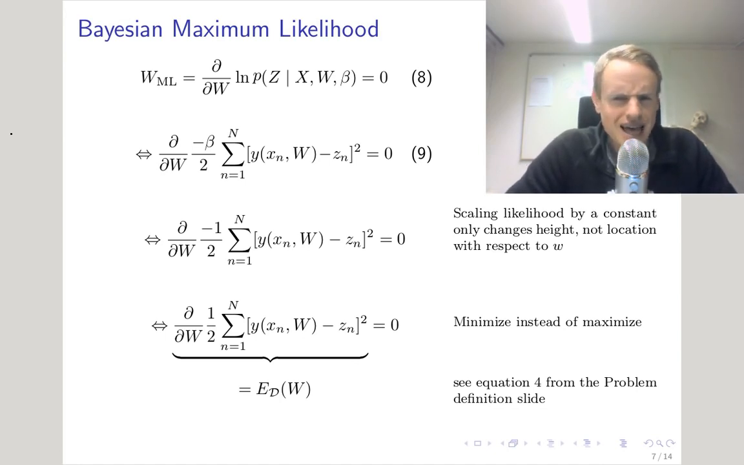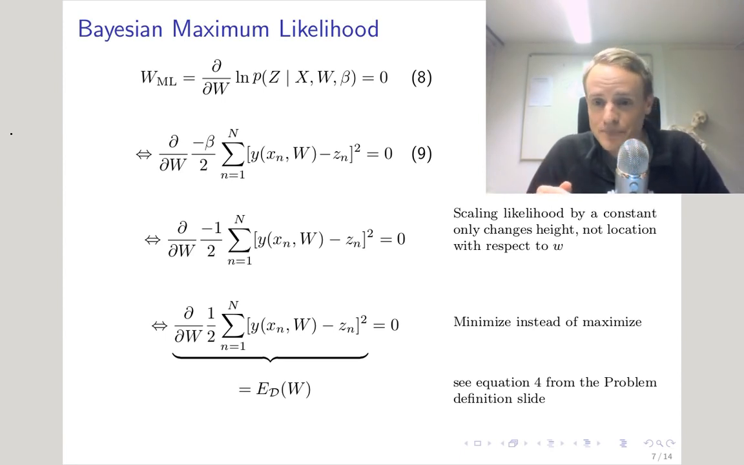What error function is that? Yes, it's the sum of least squares. That means that the sum of least squares function is equivalent to assuming that the data has a Gaussian noise assumption. Let me repeat that. The sum of least squares function that we talked about in the last lecture is equivalent to assuming that the data points have Gaussian noise.